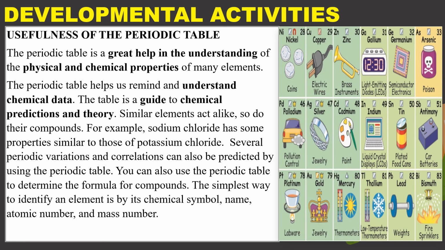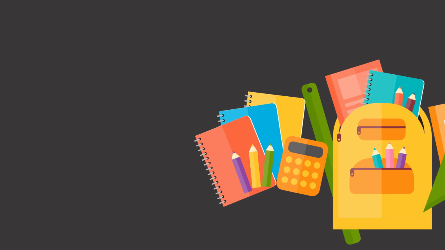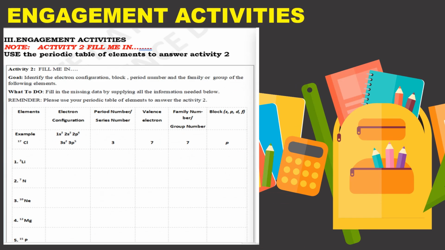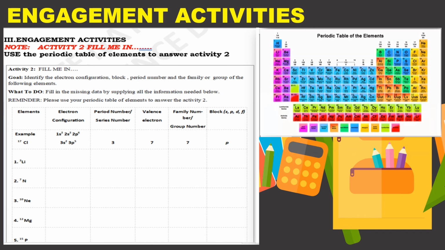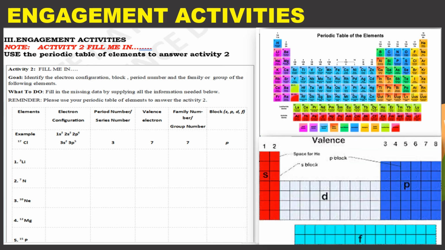The simplest way to identify an element is by its chemical symbol, chemical name, atomic number, and mass number. So for your engagement activities, you have to answer your activity. Your goal is to identify the electron configuration, the block, the period number, and the family or group of the following elements. So what to do is to fill in the missing data by supplying all the information needed below. So please use your periodic table of elements to answer activity number 1.